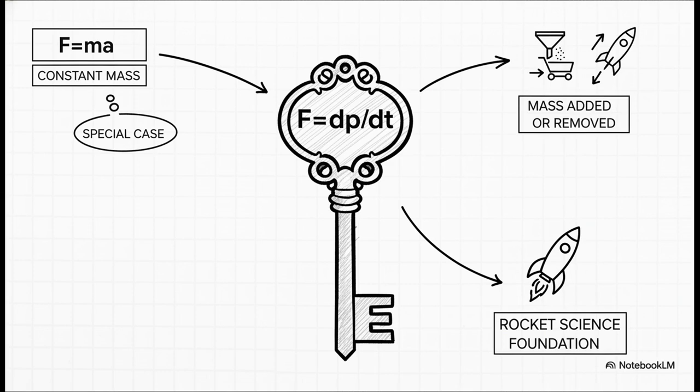So let's wrap this all up. What are the big takeaways? Number 1, for any variable mass problem, F equals dp/dt is your master key. Number 2, remember that F equals ma is just a special case that only works when mass is constant. You've always got to think about the momentum of the stuff being added or thrown off. And for a little bit of fun, this exact principle, accounting for the momentum of mass being ejected, is the literal foundation of rocket science.